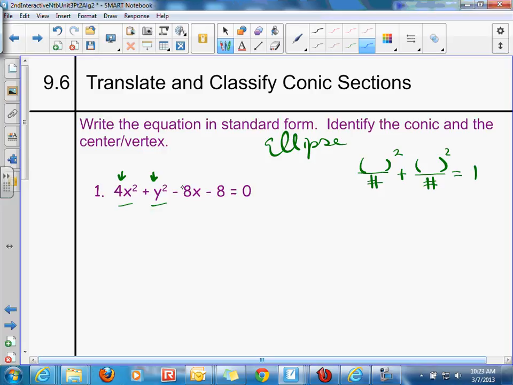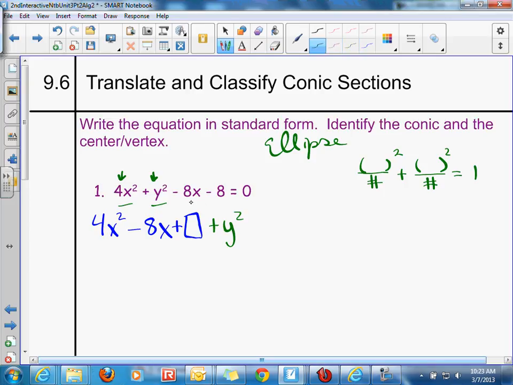I am going to first group my x terms together and then my y terms together. So I've got 4x squared minus 8x. Since I have an x squared and an x, I know that I will for sure need to complete the square with those terms. So I'm going to put a little box here for completing the square. Then I've got my y term. I've only got one of those. It's y squared. I don't have a y by itself. So that means that the y's will not need to complete the square, just the x's.